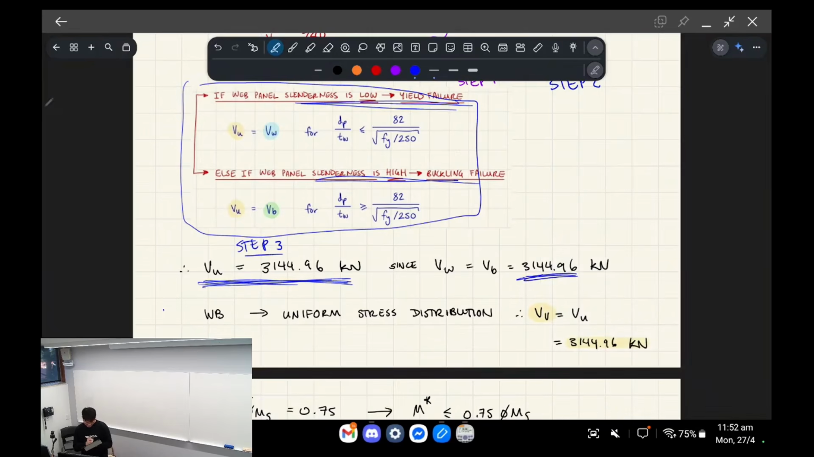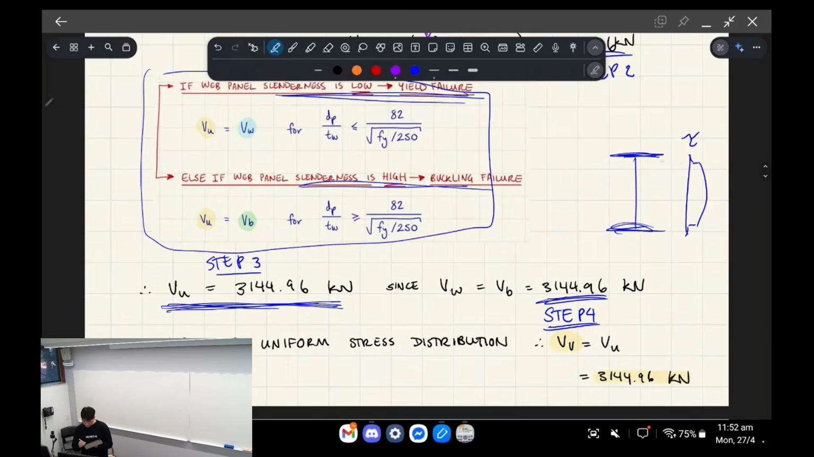And then step 4 value is to do with how uniformly distributed your shear stress is, right? So on your beam, if you map the shear stresses out, it might look something like this, right? Basically, the idea is you're looking at the web portion of it.